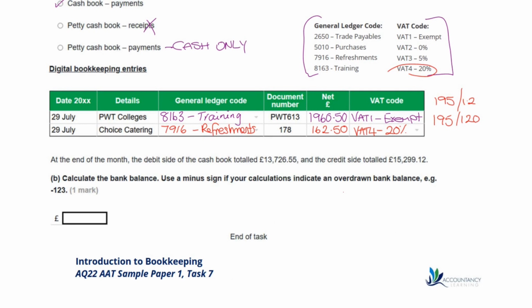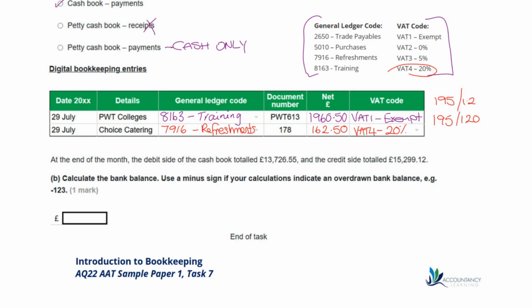Then the final part of this task is at the end of the month, the debit side of the cash book totalled £13,726.55 and the credit side totalled £15,299.12. Calculate the bank balance. Use a minus sign if your calculations indicate an overdrawn bank balance.